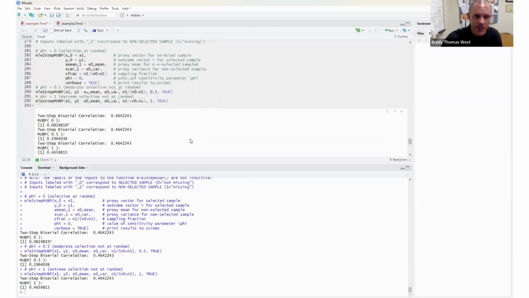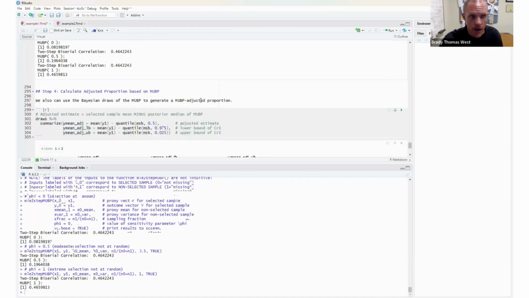So we see that, again, that choice of 0.5 for phi looks like what might actually be happening here. Selection is kind of a mix of the actual variable of interest and the auxiliary information. That estimate of the selection bias, 0.196, is very close to what the actual selection bias in the unweighted estimate was.